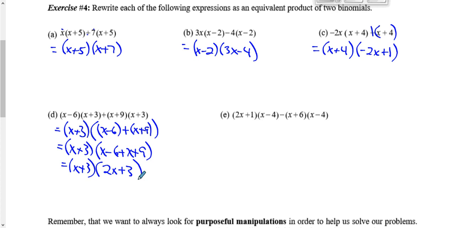Between this term over here and this term over here, what's the greatest common factor? The x plus 3, right? So we factor that out here. With me? And then once this gets divided out from this term, what's left? The x minus 6. And when it gets divided out from this term, the x plus 9 is left. Okay?